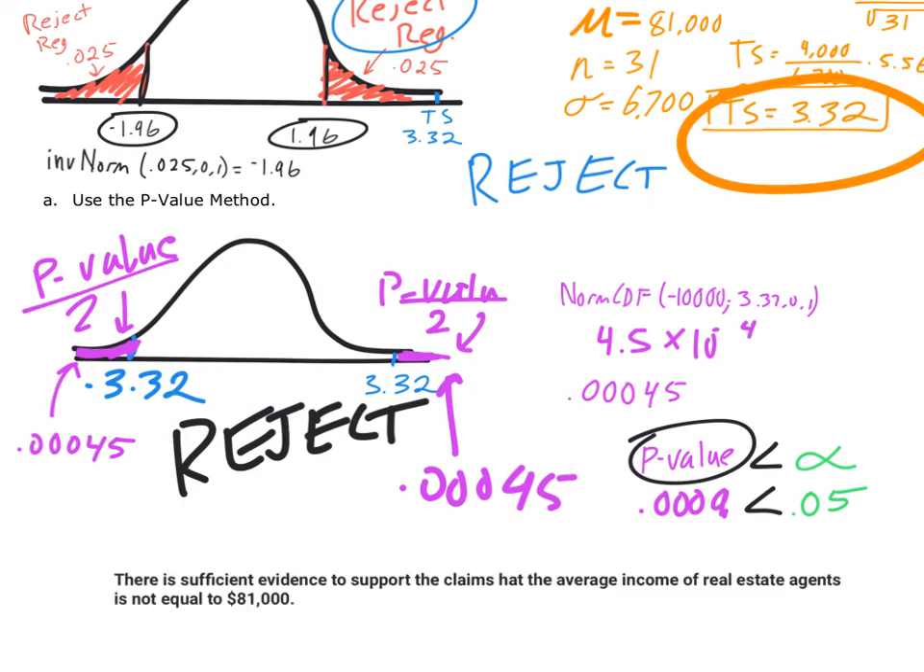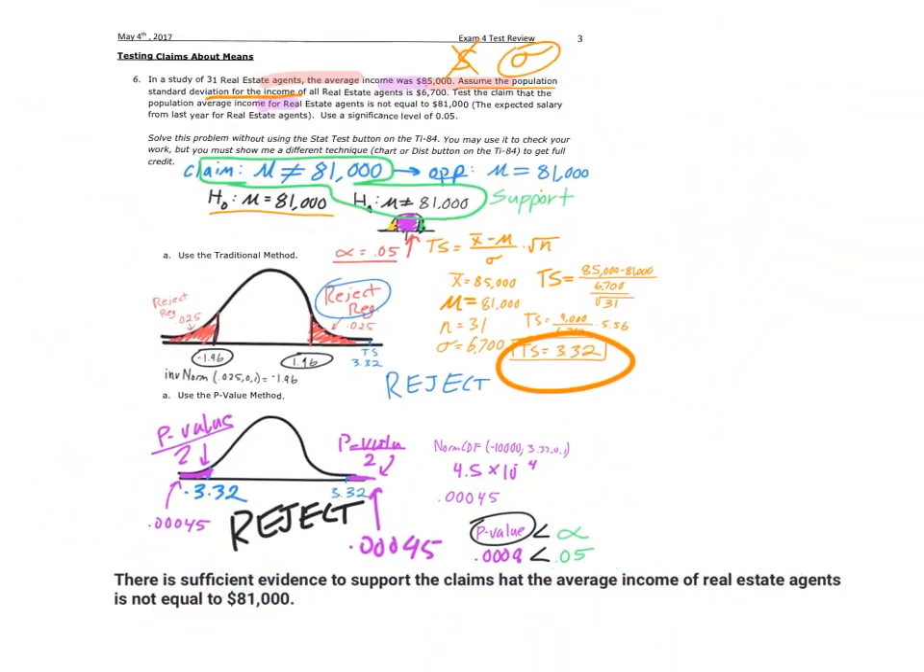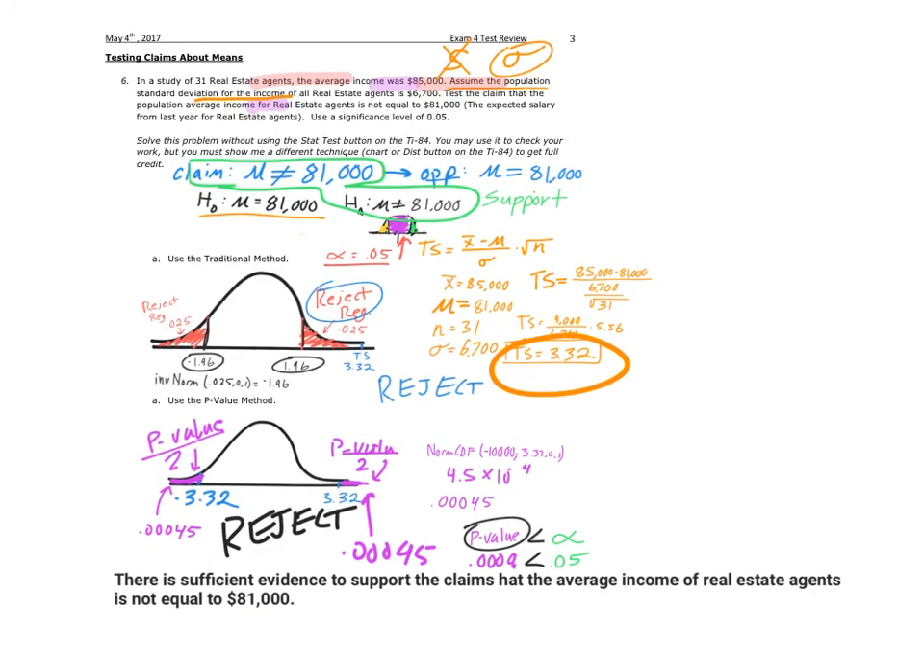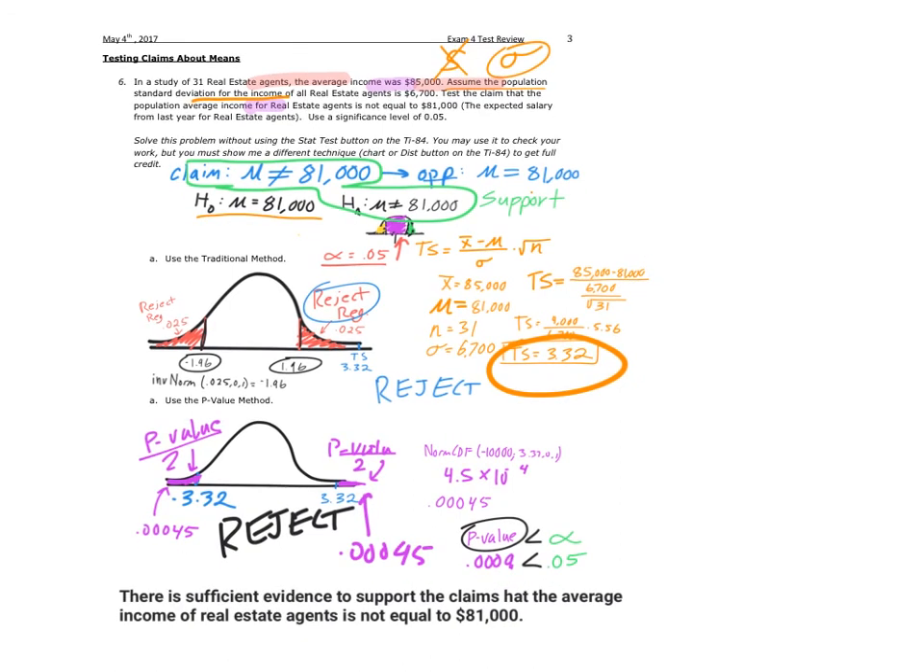And there it is. There is sufficient evidence to support the claim that the average income of real estate agents is not equal to 8,100. And you might be thinking, well, how in the world did I get that? Remember, the key word of support comes because my alternative matches my claim, and then I just continue the rest of the framework. I've got that sentence started there for a reason. There is sufficient evidence to support that final conclusion. So hopefully you've got that down. These types of problems are lengthy, but everything should line up and should be good to go.